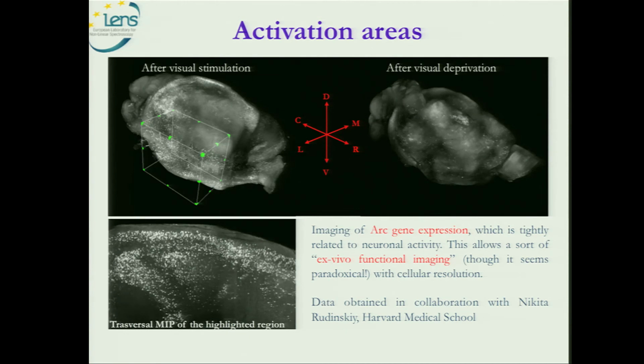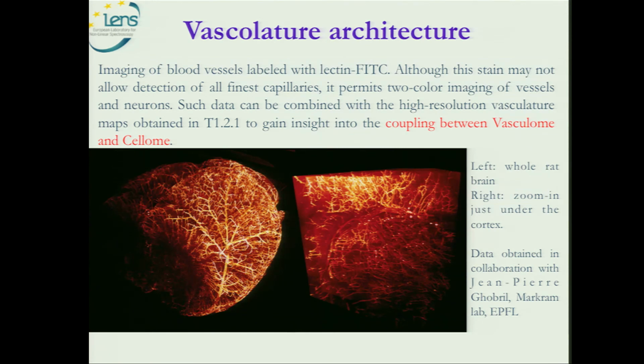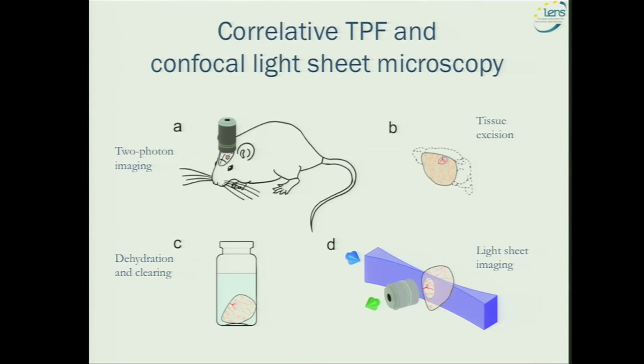Of course, by using animal models, it is also possible to visualize the activated regions after a task. The interesting thing is that we can visualize activated regions cell by cell with a resolution about 1,000 times higher than nuclear magnetic resonance. Of course, all this data must be connected with the vasculature connections and morphology, as was shown in the previous talk. Now, let me say at that point that we have to correlate the two-photon with the light sheet microscopy.